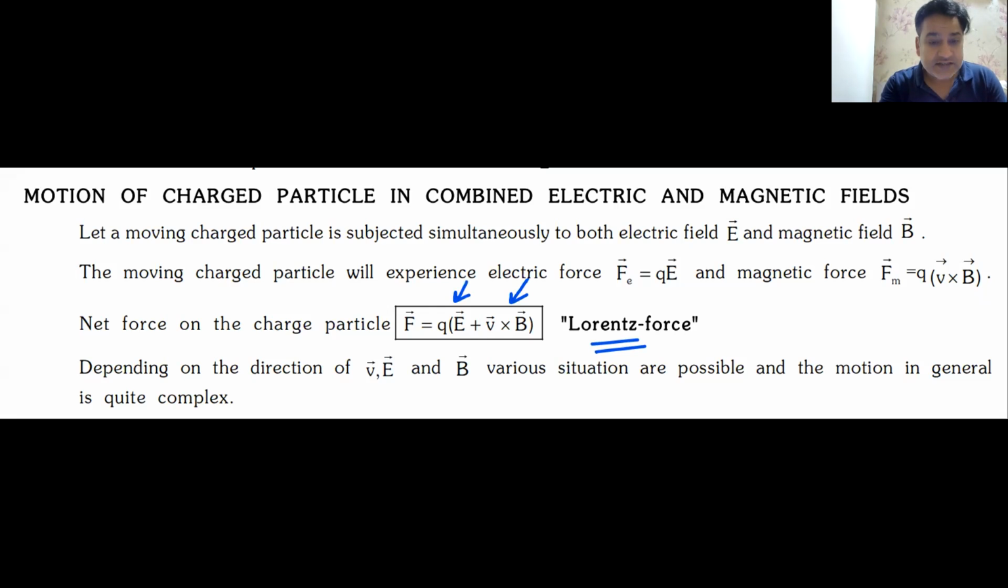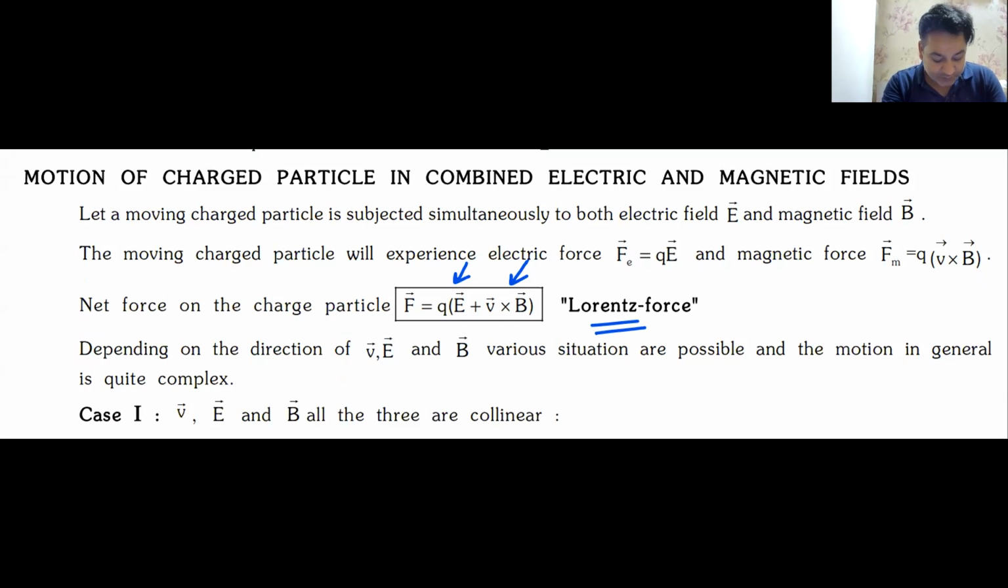Now we can understand this motion under various headings. The first heading is V, E and B all are collinear. What do I mean when I say collinear? V, B and E all are in the same direction. Then what type of motion the particle will have? So we will be studying them under separate headings. So that's how the things will become simple. I'll give you 2 minutes. Tell me what will happen if V, E, and B all are in the same direction.